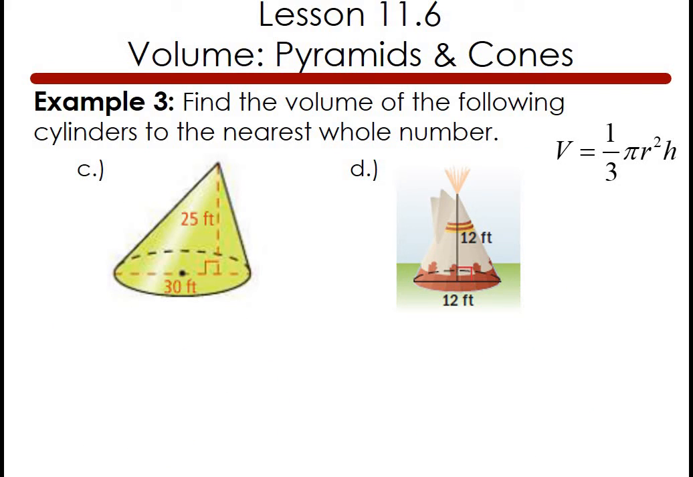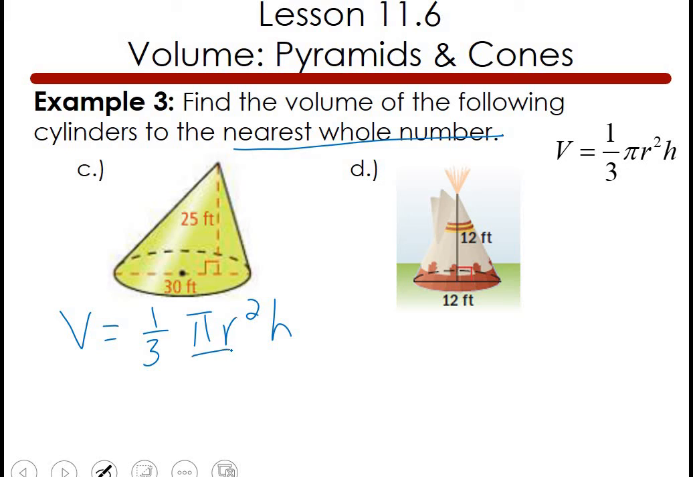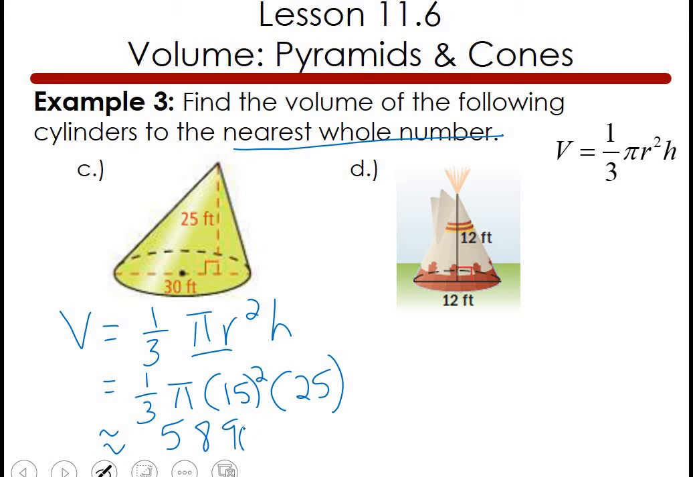All right, let's try more of these. So same thing, nearest whole number. So you guys should be an expert by now. So 1/3 pi r squared h, because base, this is base, times height. 1/3 pi, the radius, the diameter is 30, so the radius is 15 squared. Height, again, they give you is 25. Again, it's the height, not the slant height. And this will be approximately 5,890 feet cubed.